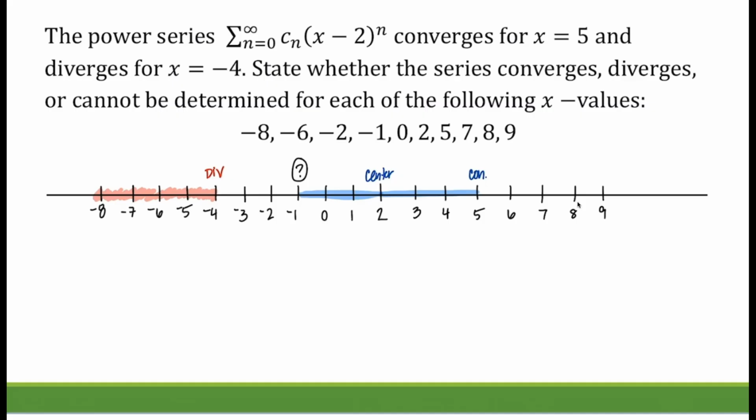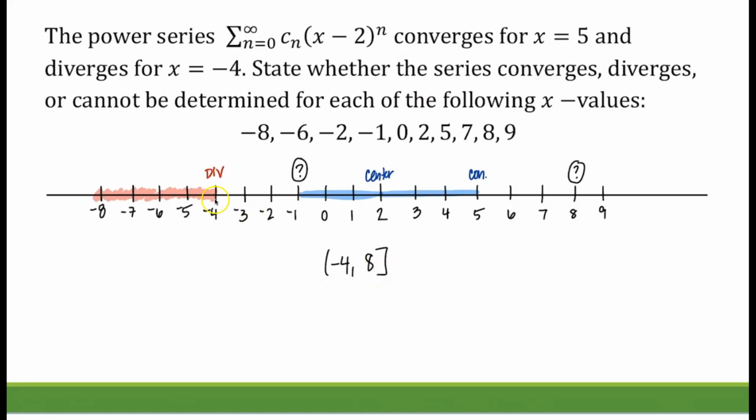And we don't know what is happening at 8, much like we didn't know what was happening on the other side, 3 units away from 2 on the left. We didn't know what was happening there either. So we don't know what's happening 6 units away from 2 on the right side either. So in other words, our interval of convergence could be, well, we know it doesn't include -4, but it could go all the way up to 8 and include 8. So this is the biggest possible interval of convergence.